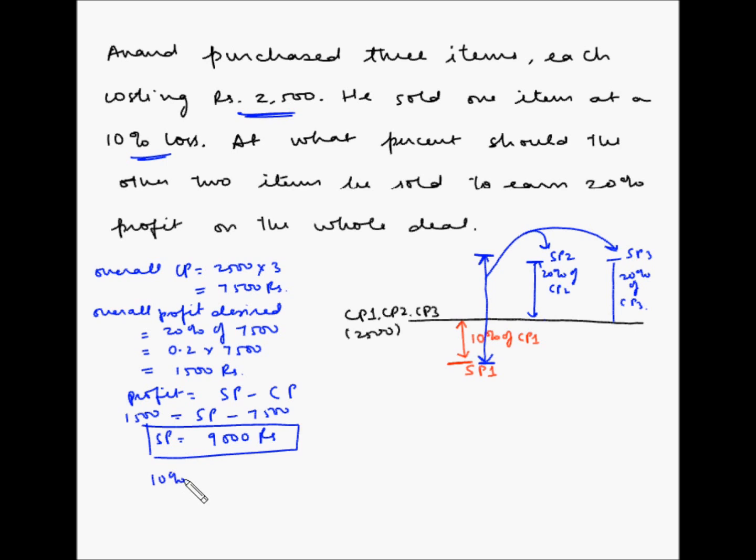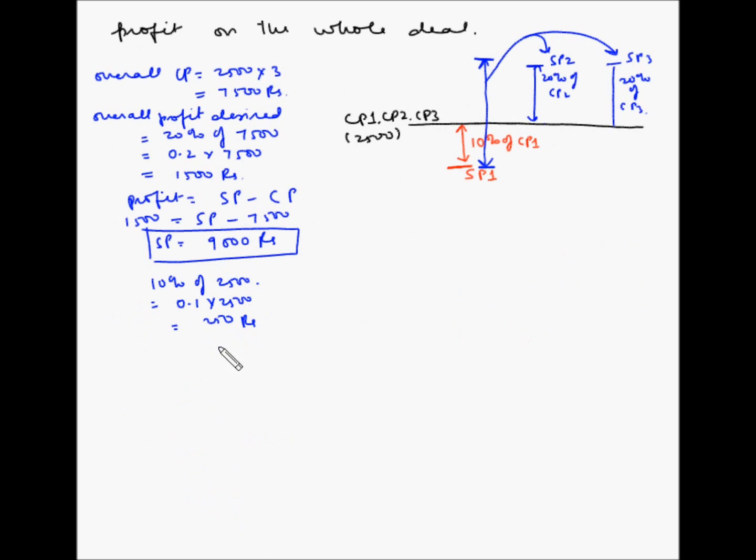So 10% of the cost price, which is 2500, this is equal to 0.1 multiplied by 2500, and this is equal to 250 rupees. So loss was 250 rupees. So the selling price for the first item will be equal to the cost price minus the loss amount. So 2500 minus 250, and this is equal to 2250 rupees.